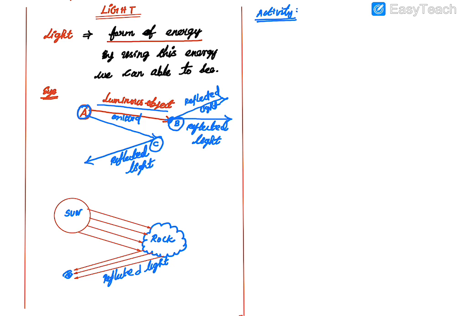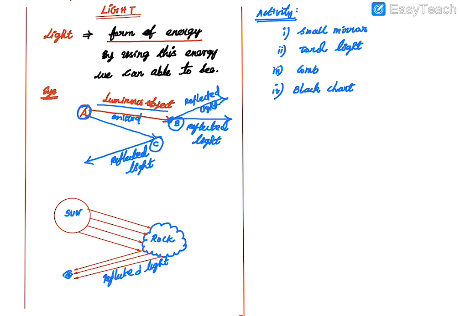For this activity, what are the things you need? One small mirror, one torchlight, one comb, and black paper, a small piece of black chart. So first, what we have to do.